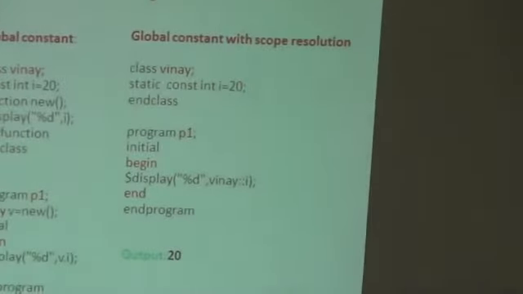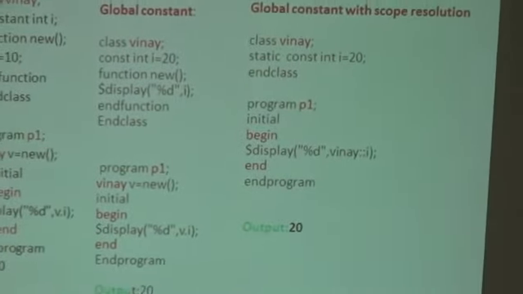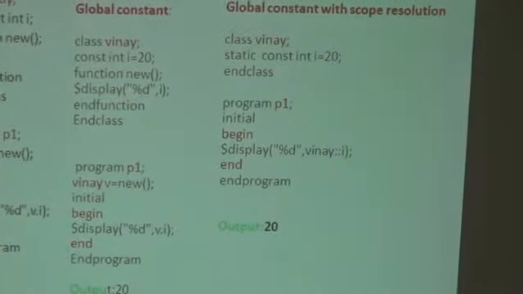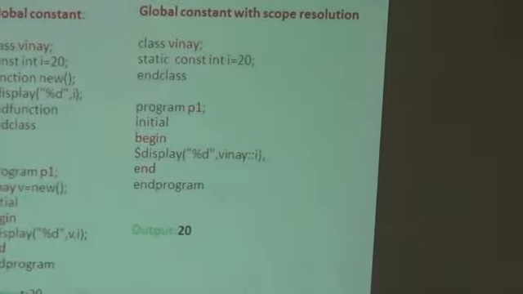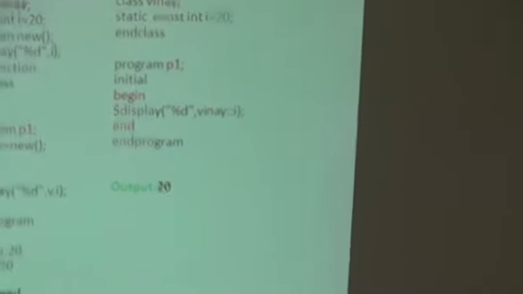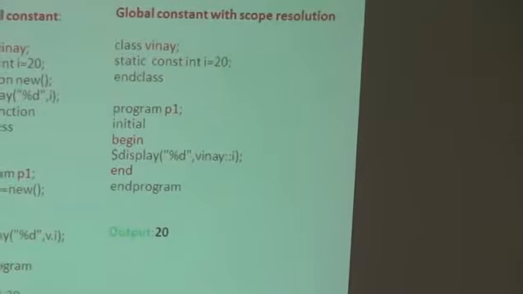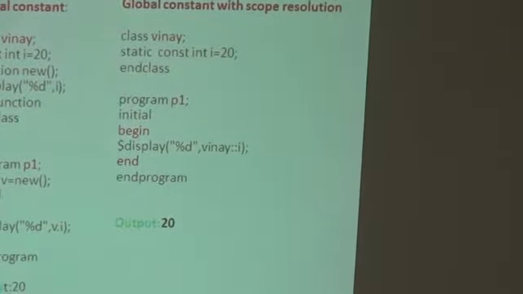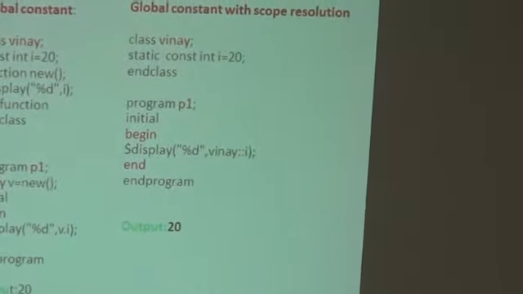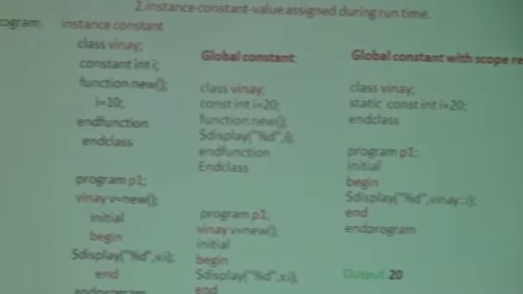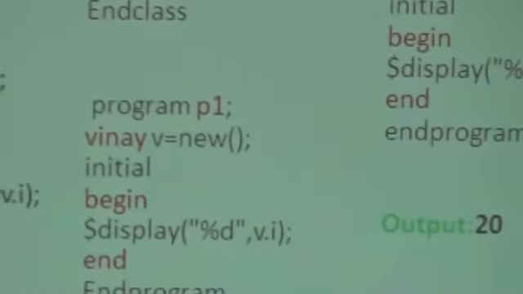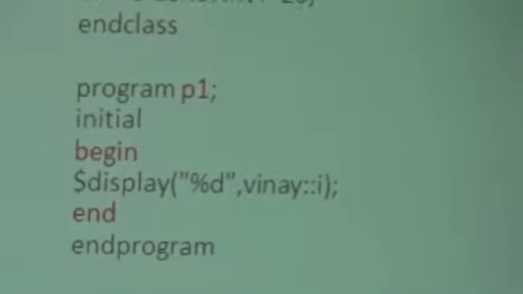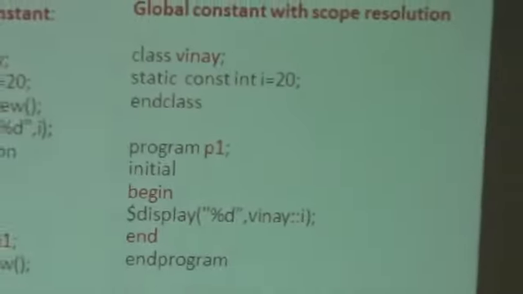And there is the global constant scope operation value. If there is a static keyword before the constant, then these global constant values can be accessed using the scope resolution operator. Since we know that the properties and methods declared with static can be accessed with the scope resolution operator without creating the object. If you have seen here, for the instance constant we have created an object for it, when v is equal new. Here also v is equal new, but here we are directly accessing using the class name.